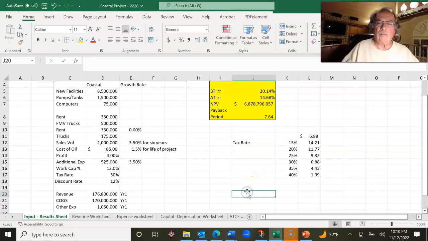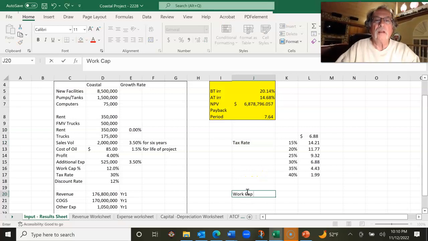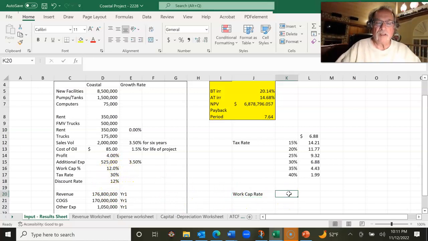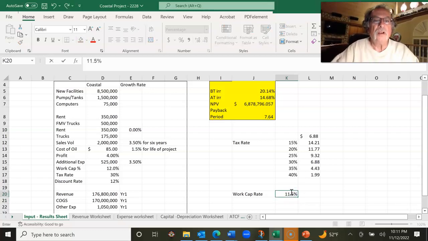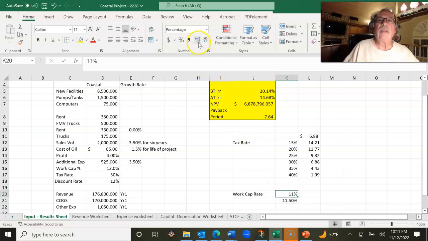What about working capital? Let's just look at the working capital rate. So we have 12% in for the working capital rate. So let's just vary it: 10%. Actually, I know the results of this, so I just want to be sure. 11%, 11.5%. So this working capital is money basically we put in at the start and we don't get out till the very end. So let's see what happens here.